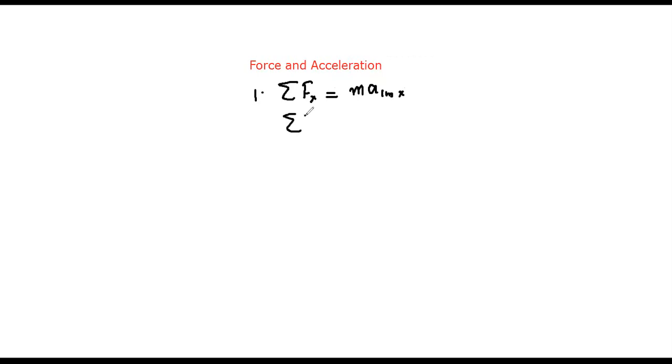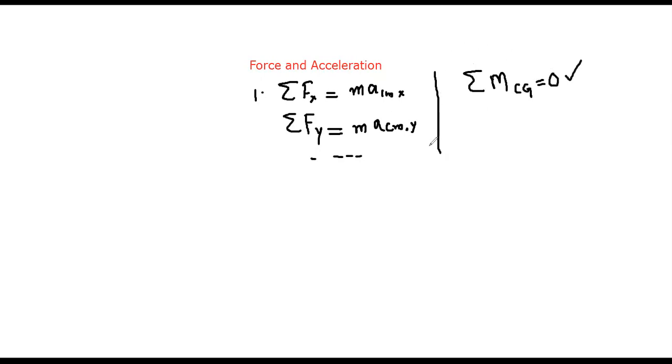Similarly, we have the summation of all the forces acting on the rigid body along the y-axis is equal to the product of the mass of the rigid body multiplied by the acceleration of the center of mass of the rigid body along the y-axis. Same we talk about the z-axis, okay? Apart from that, we have the summation of all the moments about the center of gravity of a rigid body is always equal to 0. This is what we have derived. These are the equations of the motion of a rigid body, okay?